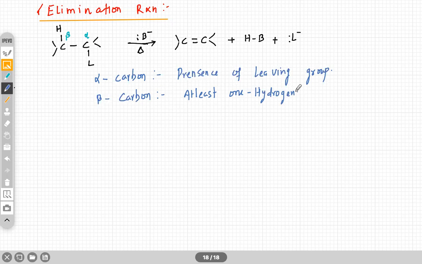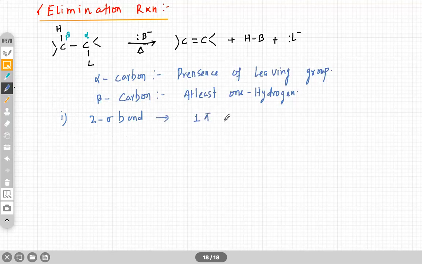So what happens here? This sigma and this sigma, the C-L bond and the C-H bond, break and convert into a pi bond and one sigma bond between the base and the hydrogen. So what we can write here, the characteristics of this reaction: the first point is that 2 sigma bonds convert into 1 pi bond and 1 sigma bond.